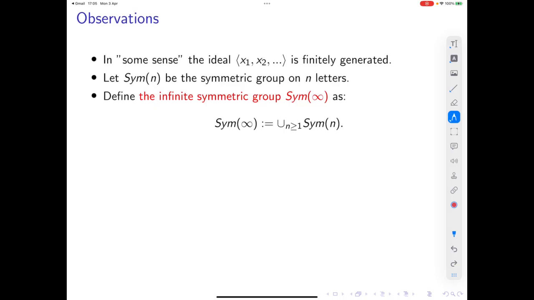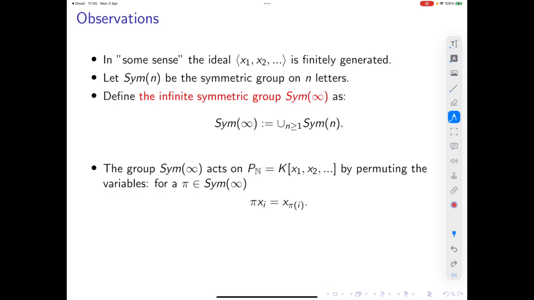Let's collect some observations. First, we will see that in some sense the ideal generated by all the variables is finitely generated. Let Sym n be the symmetric group on n letters. Then we define the infinite symmetric group Sym infinity as the union of all the finite symmetric groups. This infinite symmetric group acts on the polynomial ring by permuting the variables.